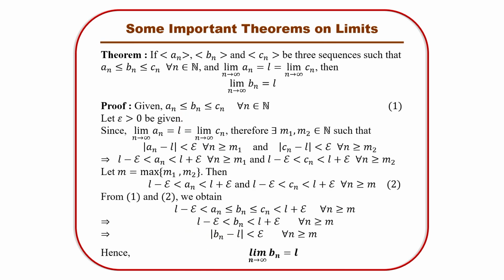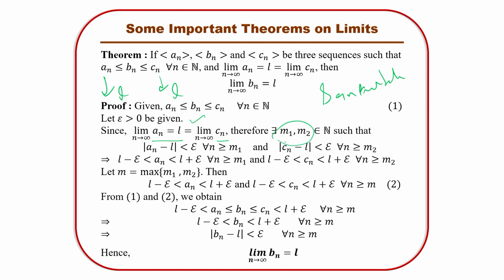Similarly, an, bn and cn are three sequences such that an is less than or equal to bn, which is less than or equal to cn. It's also called the sandwich theorem. So as you can see here, if the limit of an is L and the limit of cn is also L, then bn must converge to the same number L. The proof is quite easy. So for every epsilon greater than 0, an converges to L and cn converges to L is given.